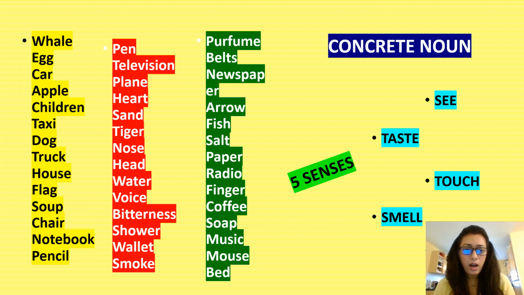Whale, egg, car, apple, children, taxi, dog, truck, house, flag, soup, chair, notebook, pencil, pen, television, plane, heart, sand, tiger, nose, head, water, voice, bitterness, shower, wallet, smoke, perfume, belts, newspaper, arrow, fish, salt, paper, radio, finger, coffee, soap, music, mouse, bed.